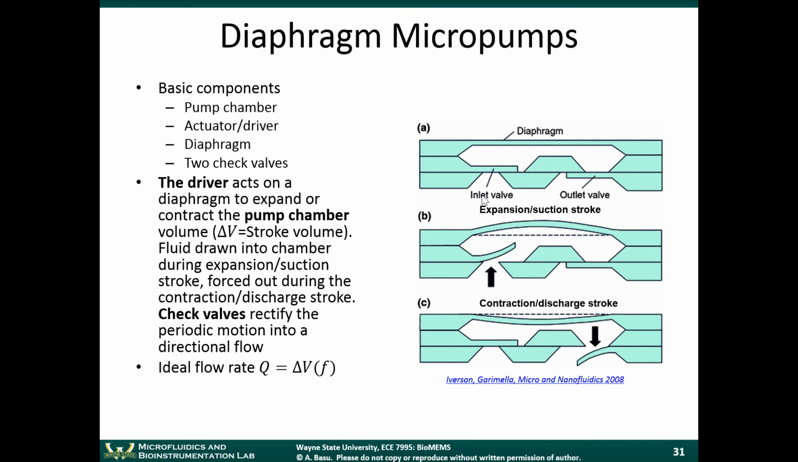Diaphragm pumps have a pump chamber. They have an actuator, a diaphragm, and two check valves. So in this case, you can see that there's a chamber here, and that chamber has a certain volume associated with it. There's an actuator, a driver, that controls the diaphragm. So in this case, the diaphragm is right here. So when the diaphragm is actuated, the diaphragm can either move up or it can move down. The expansion stroke or the suction stroke is where the chamber volume increases. And then the contraction or discharge stroke is where the chamber volume decreases.